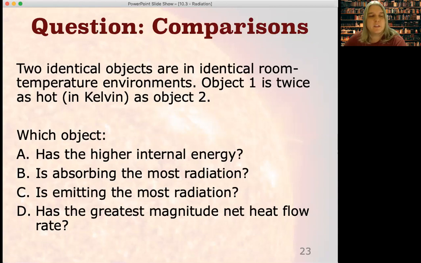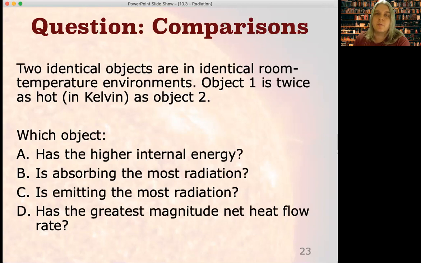And for part D, which has the greatest magnitude net heat flow rate? Well, the answer is that we don't know. We cannot tell from the information we have been given. Some of you may have thought that object 1 will be because it's hotter than object 2, based on the idea that both are hotter than their environment, but we were never told that. I didn't say that the objects were warmer than the room temperature environment.